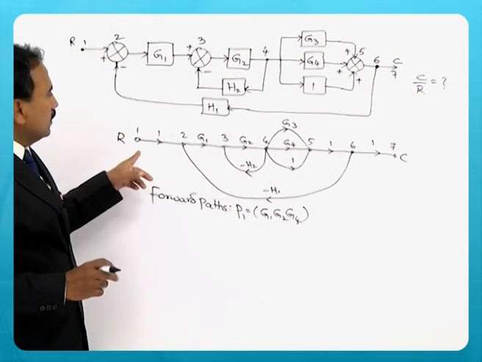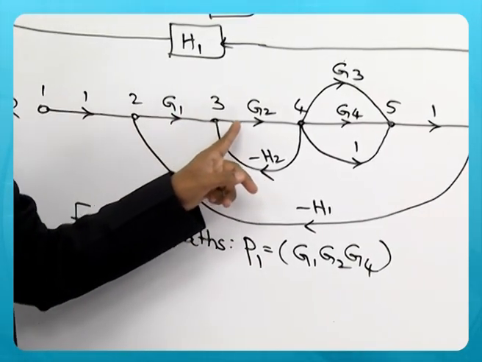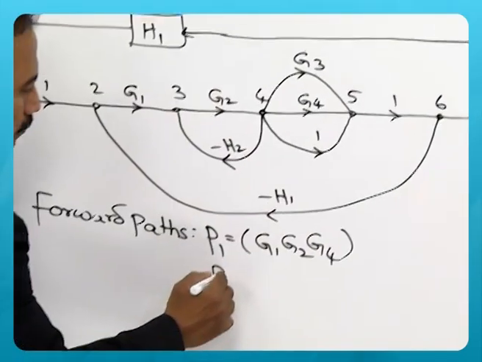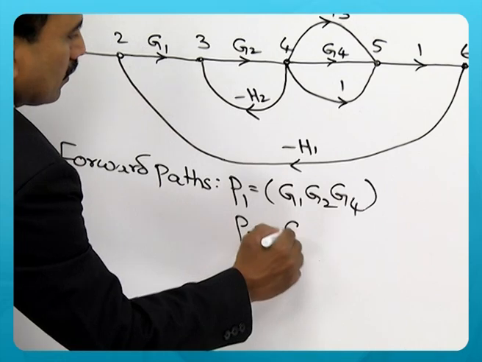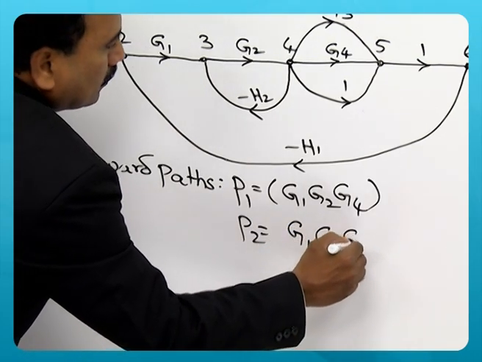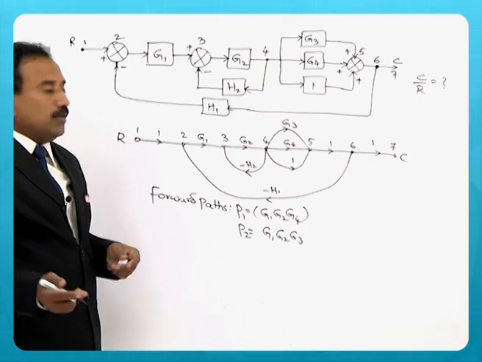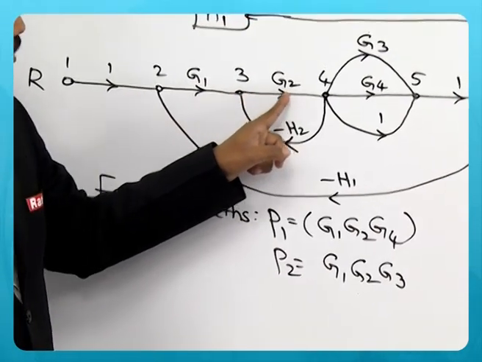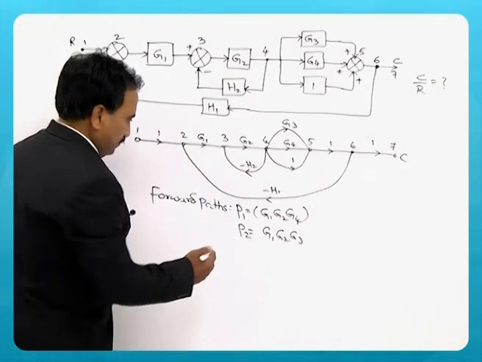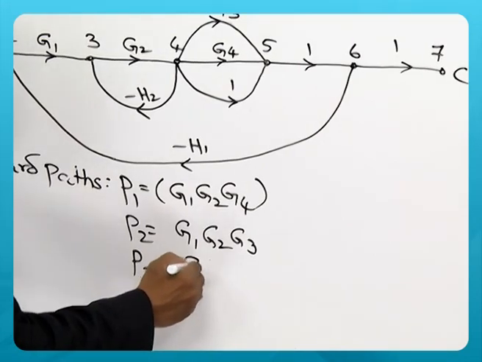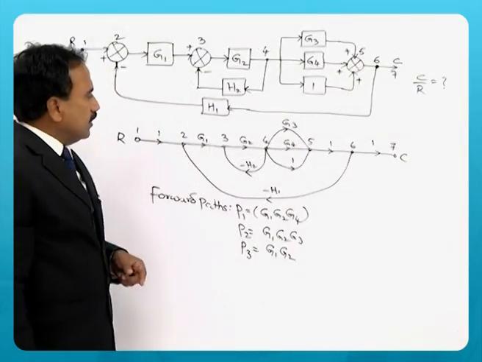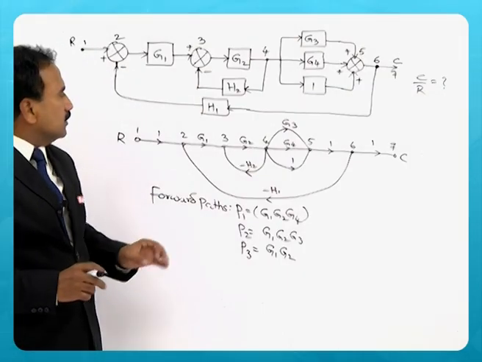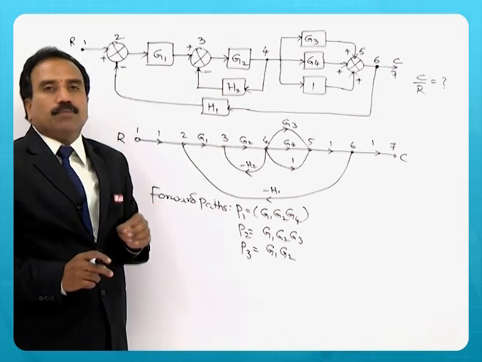There is another forward path that exists. It goes via G1, G2, via G3 to the output. So the second forward path gain is G1, G2, G3. And there is a third forward path also connecting input and output via 1, 2, G1, G2, and via 1 it goes this way. So P3 is G1, G2. It goes via 1 and then finally to the output. So 3 forward paths exist in this particular example.